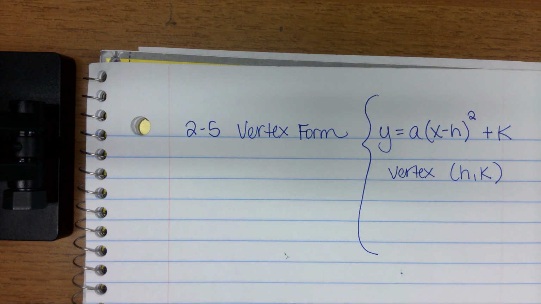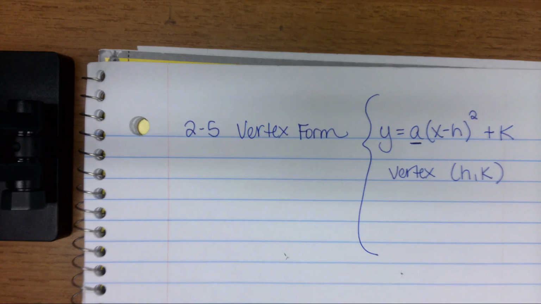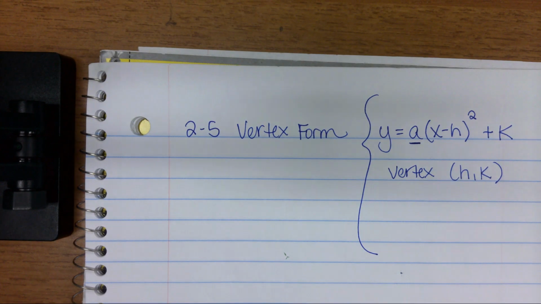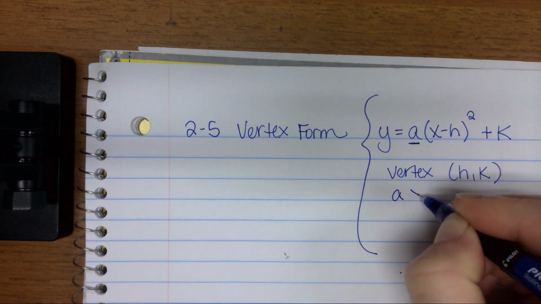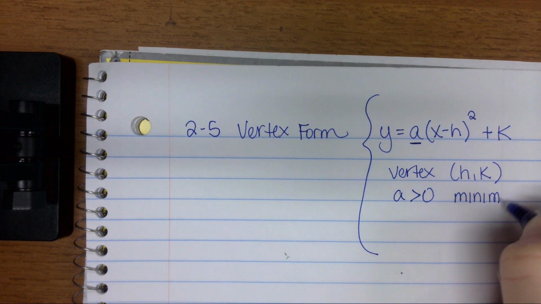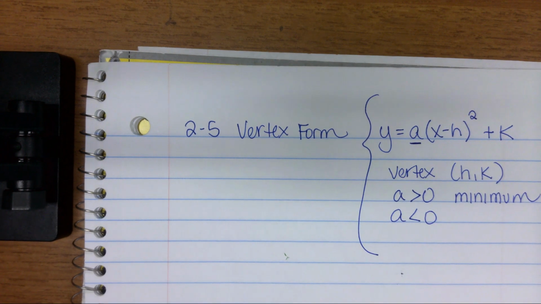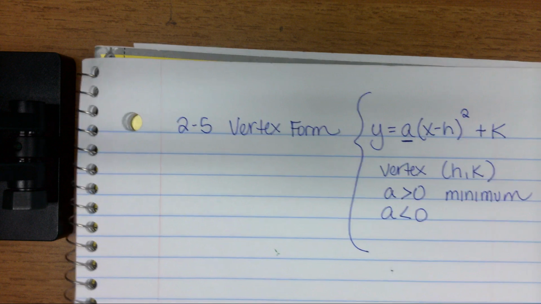And how do you tell if that's a maximum or a minimum? Do you remember? Oh, good. You have your foldable out. All right. So when this number in front is positive, that means your parabola opens up and it's a minimum. And when A is negative, that means the parabola opens down and that's a maximum.